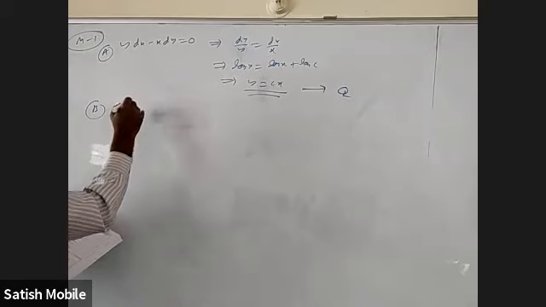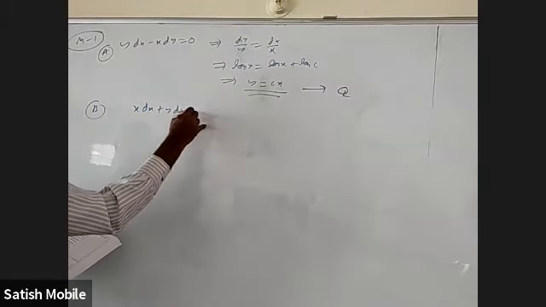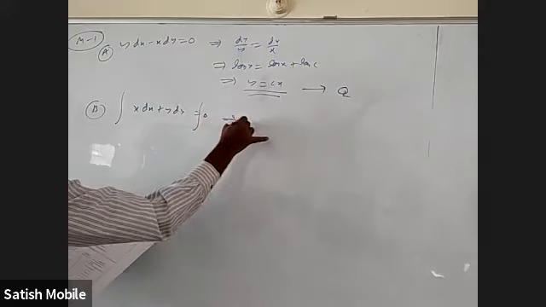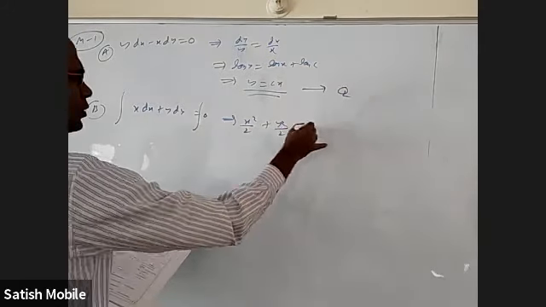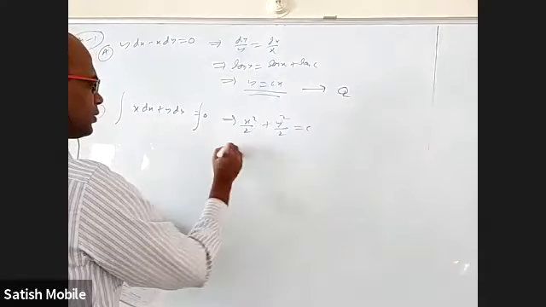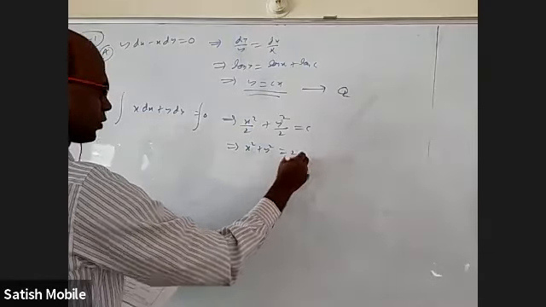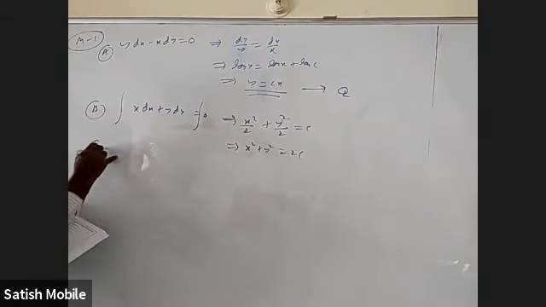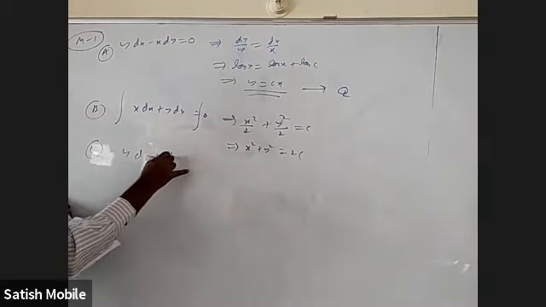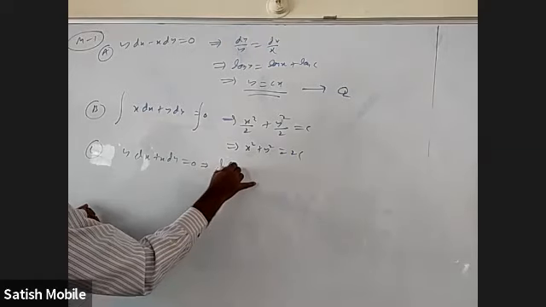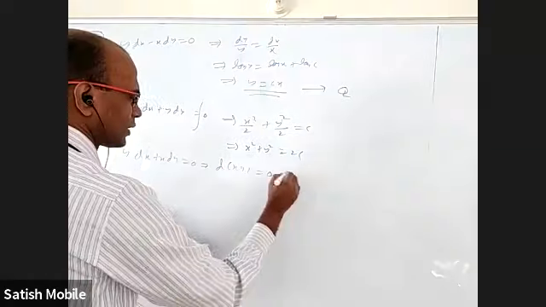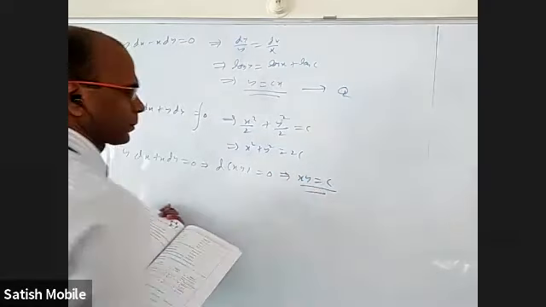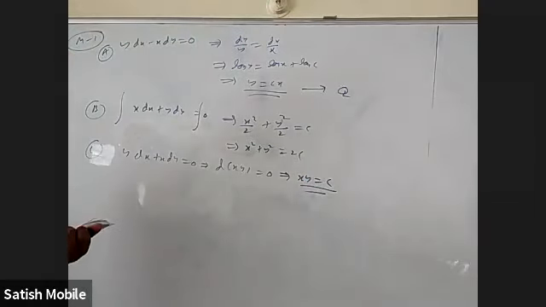B: x dx plus y dy. You can directly integrate. Integral of x dx is x square by 2, plus y square by 2 equal to some constant, which is a family of circles with center at origin. Family of circles, so B should match with P. C: y dx plus x dy equal to 0, that is d of xy equal to 0. From that you can tell xy is equal to constant. It is a family of rectangular hyperbola centered at origin. So C should match with R.